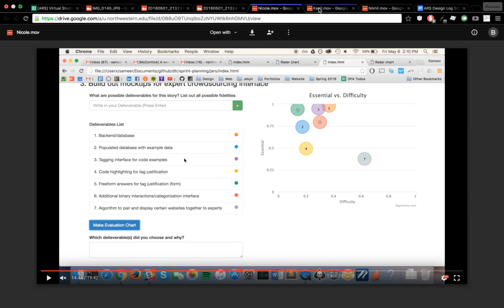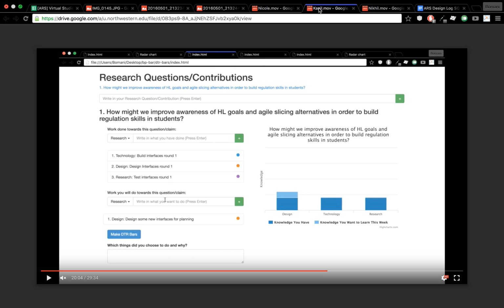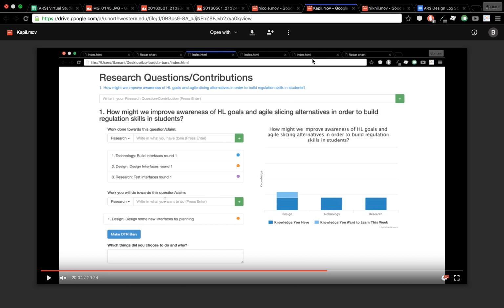We also have the DTR bars visualization, which is pretty familiar to DTR students, as the mentor does use this one sometimes during SIG meetings. Essentially, it allows students to consider a balance of how many points they want to increase or how much knowledge they want to gain in either design, technology, and research for some of their major claims or research questions during a sprint.